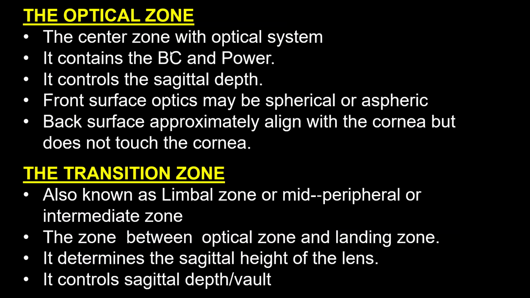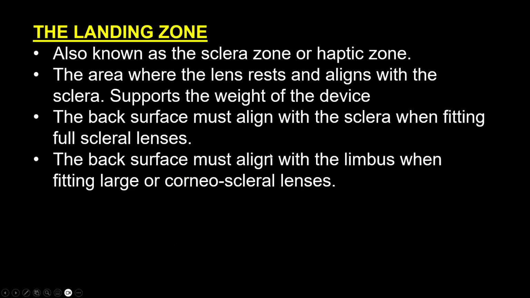I've explained that the optic zone is the central zone with the optical system, contains the base curve and the power of the eye, and controls the sagittal height. I will explain the sagittal height, or sagittal depth, later on. Then the front surface optics may be spherical or aspheric. And then you have the transition zone, the limbal zone, the mid-peripheral zone or the intermediate zone, all the same term for the same zone. And you have the landing zone, which is known as the scleral zone or the haptic zone, where the lens lands on the sclera.